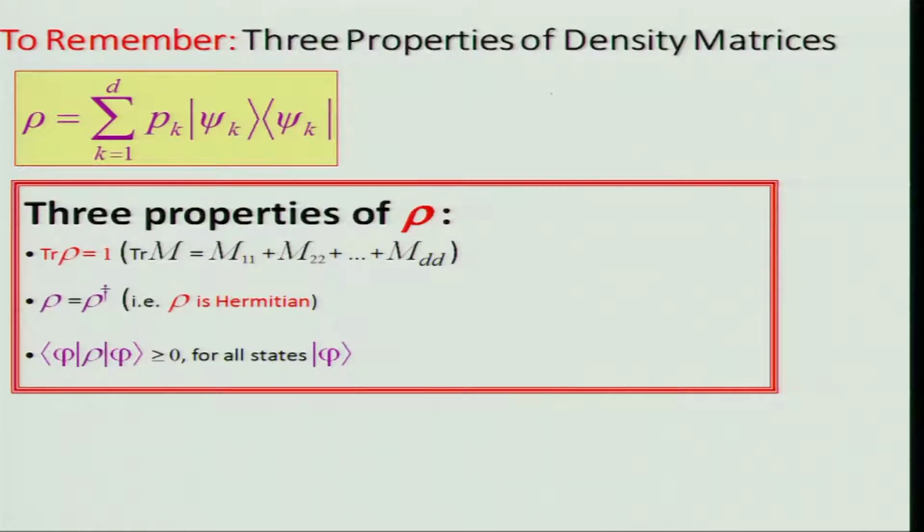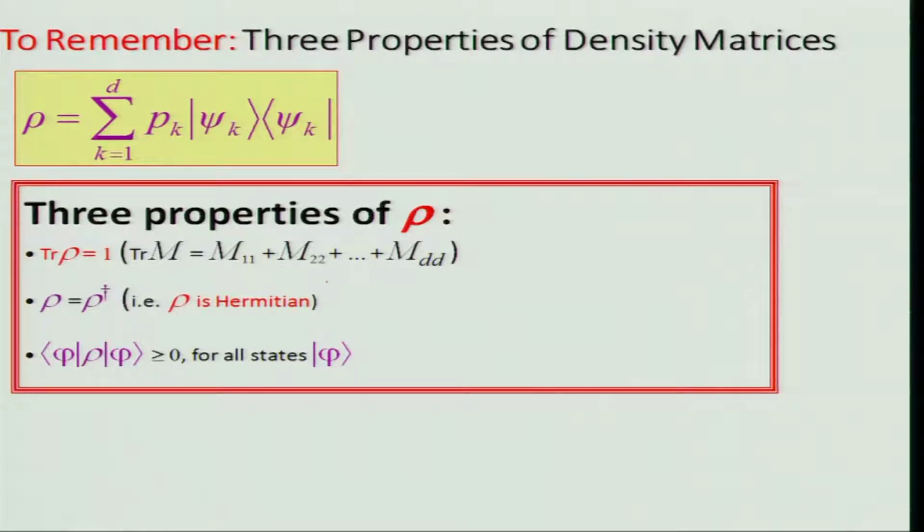There are three properties of density matrices which are important. The first is that the trace of rho is always going to be 1, which means that it is normalized, and that is because the trace of the density matrix is essentially the total probability of the system.